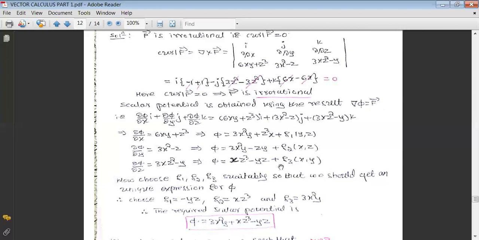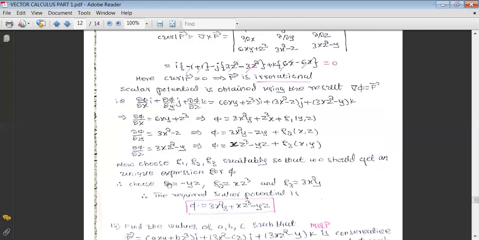Now to choose an expression for f3, look into the other two expressions of pi. Choose the function of x and y which is not here. That is 3x square y, which is a function of x and y which is not here. That's why we have chosen f3 as 3x square y.